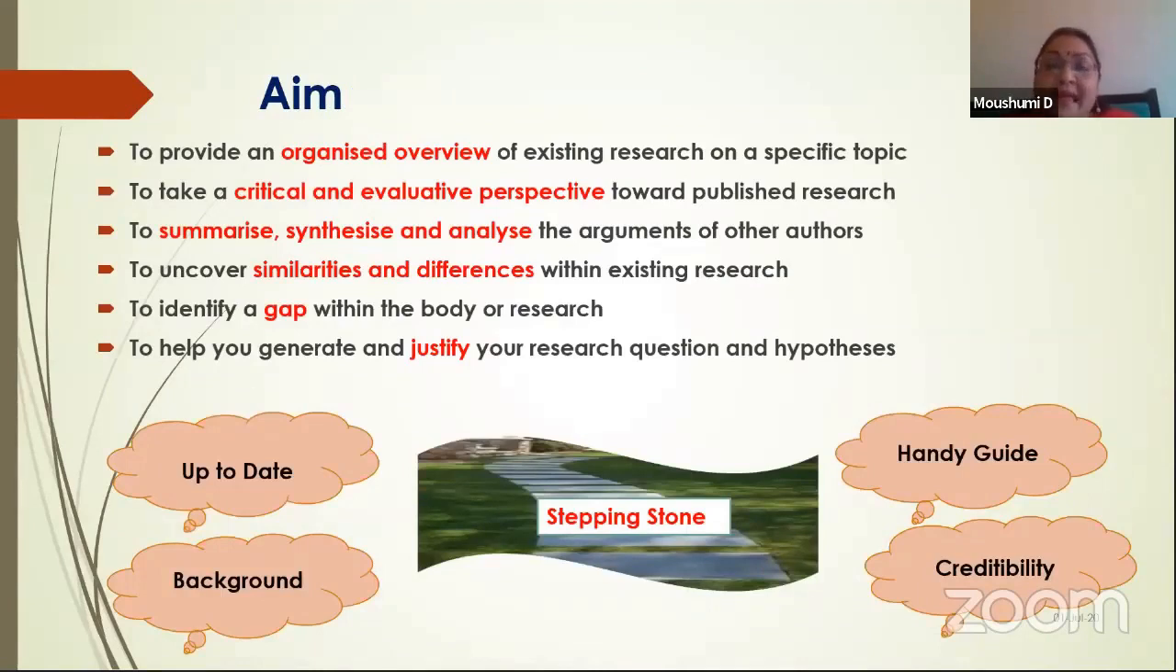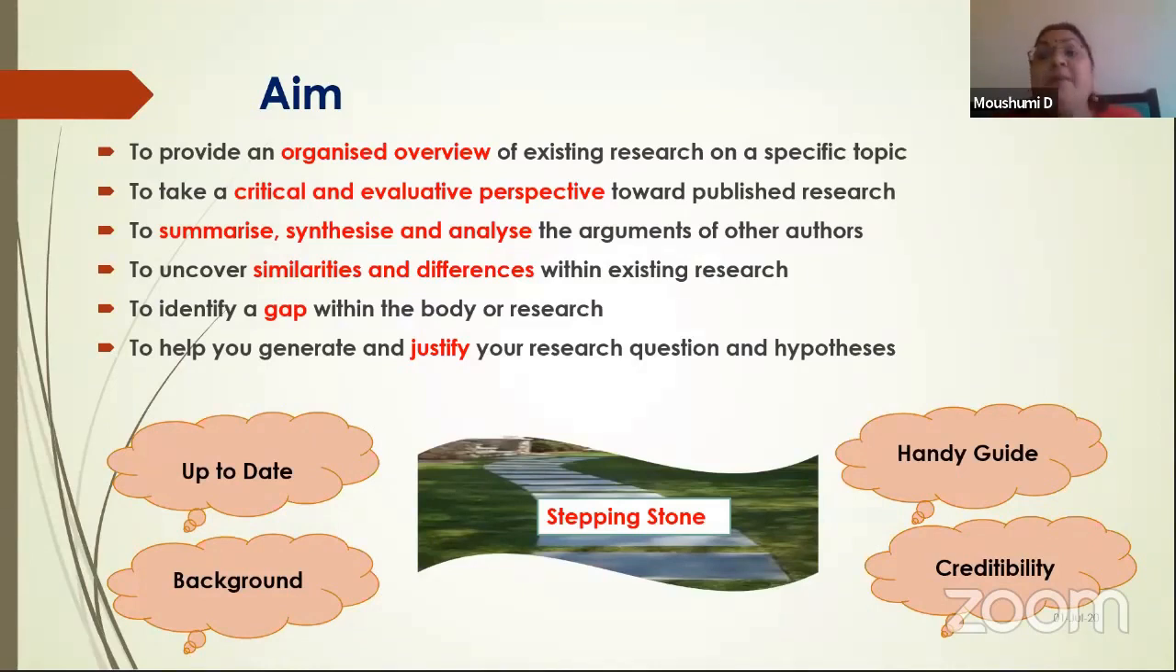So what should be the aim of a literature review? Because these things are very important, only then can we really understand how to carry on with the literature review. Literature review helps us to provide an organized overview of the research on a specific topic. You just can't go around reading books and attending conferences in the topic you're interested in, or want to do research on. You have to do it in a very, very organized manner.